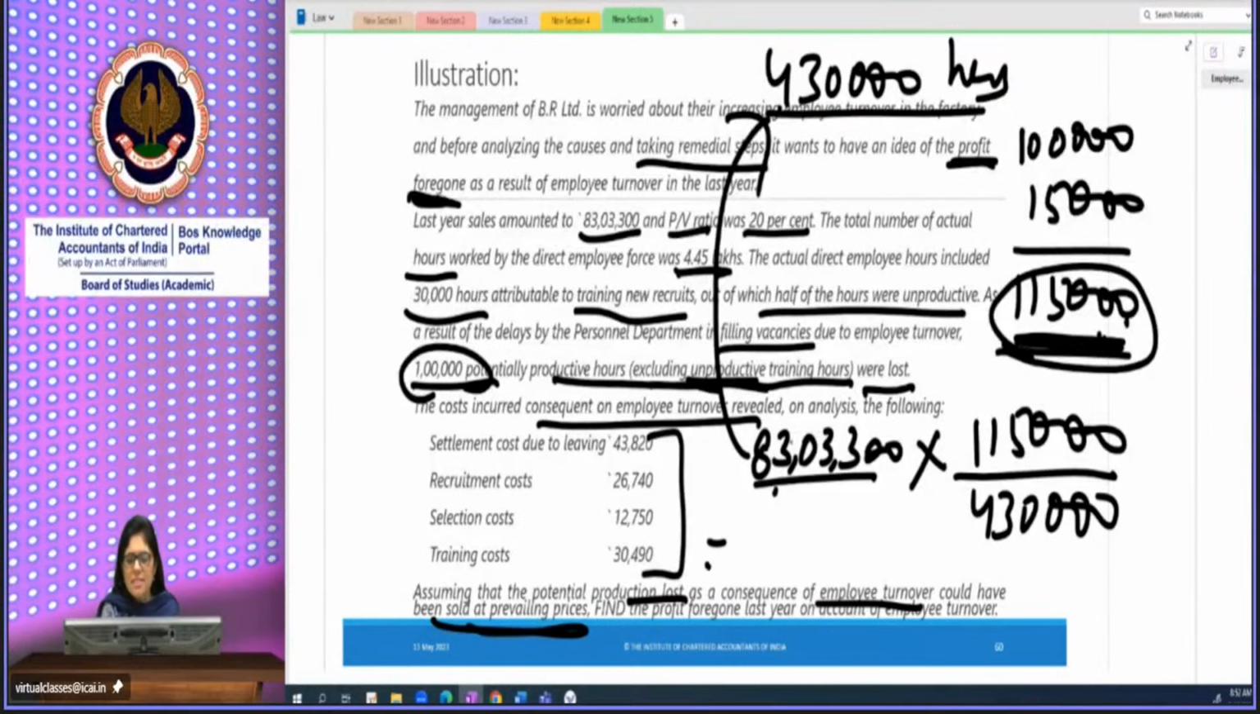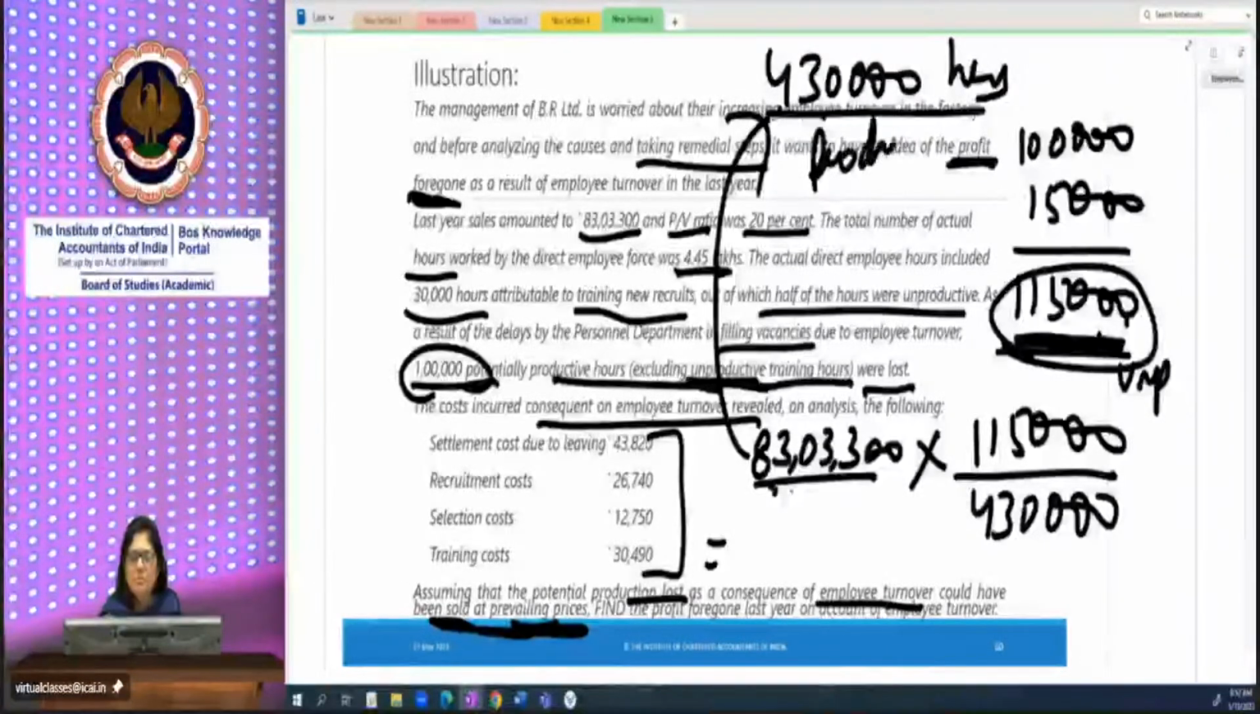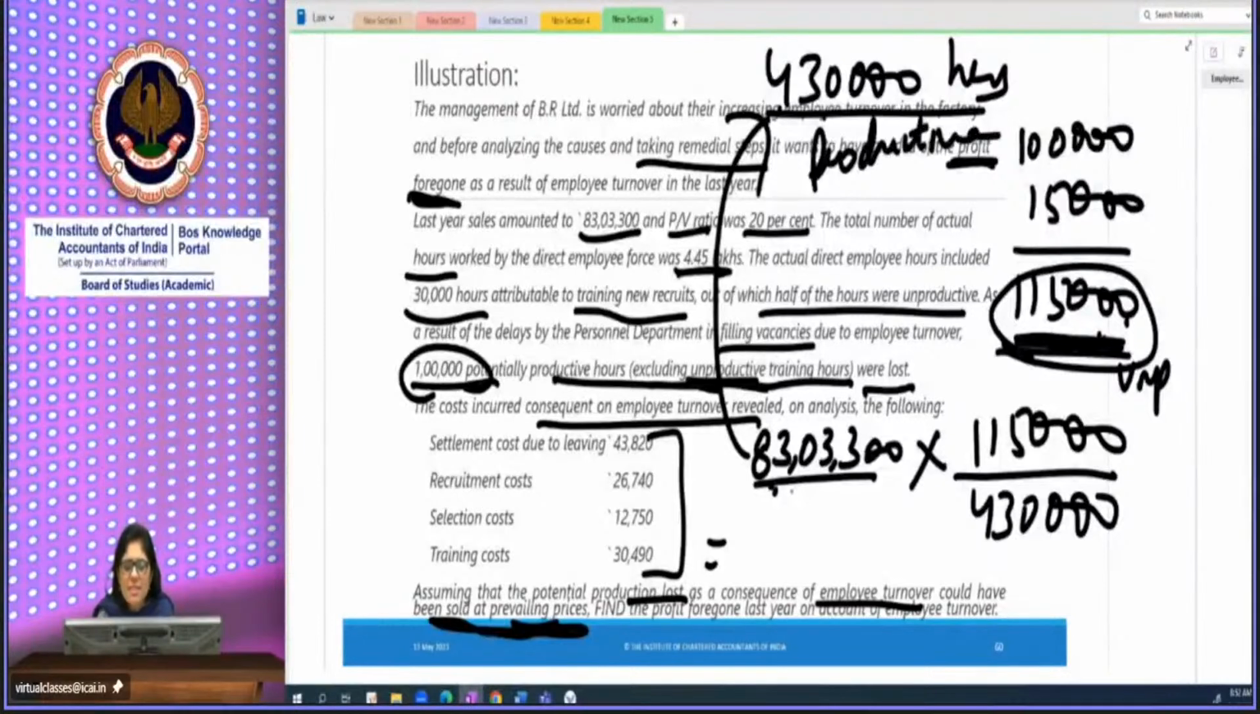So we need the sales that could have been made at prevailing prices if not for employee turnover. We want to calculate the sales which could have happened if these hours were not lost. Clear? So how much is the sales that we have lost due to 1,15,000 hours? How do we calculate? 83 lakh sales is because of 4,30,000 productive hours. So how much is the sales if 1,15,000 hours are not lost? All right. So just calculate. 83,03,300.